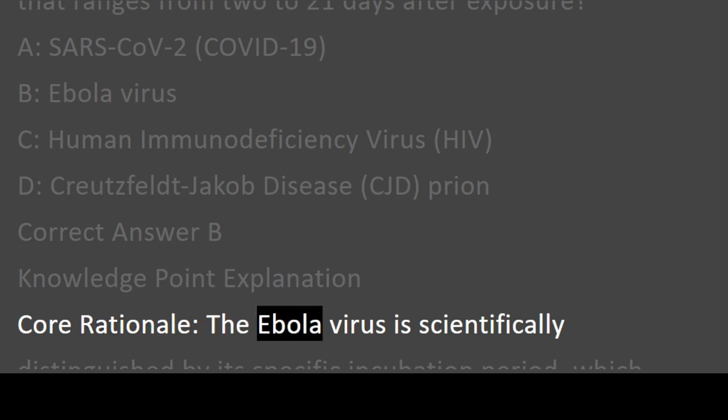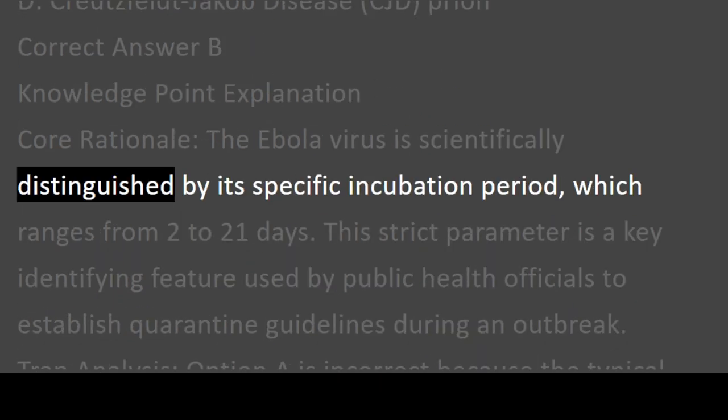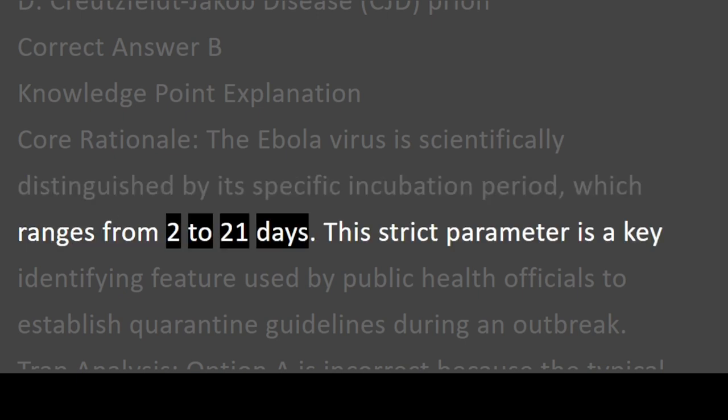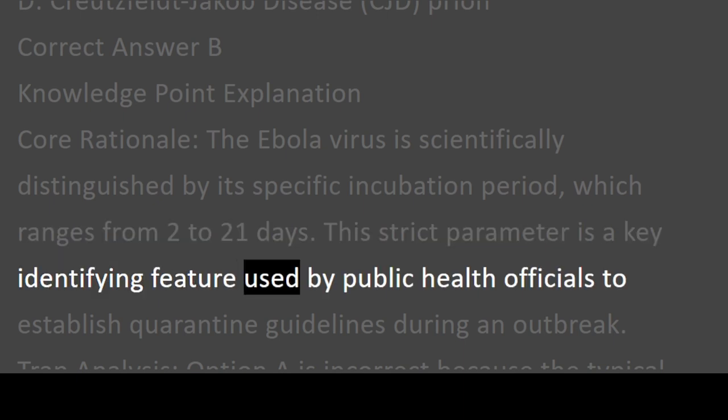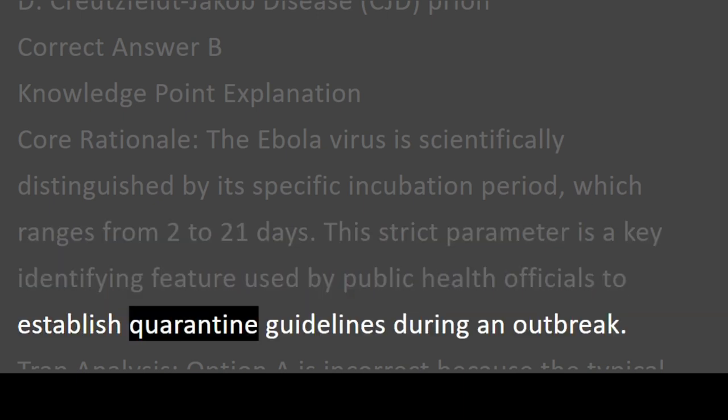Core rationale: the Ebola virus is scientifically distinguished by its specific incubation period, which ranges from 2 to 21 days. This strict parameter is a key identifying feature used by public health officials to establish quarantine guidelines during an outbreak.